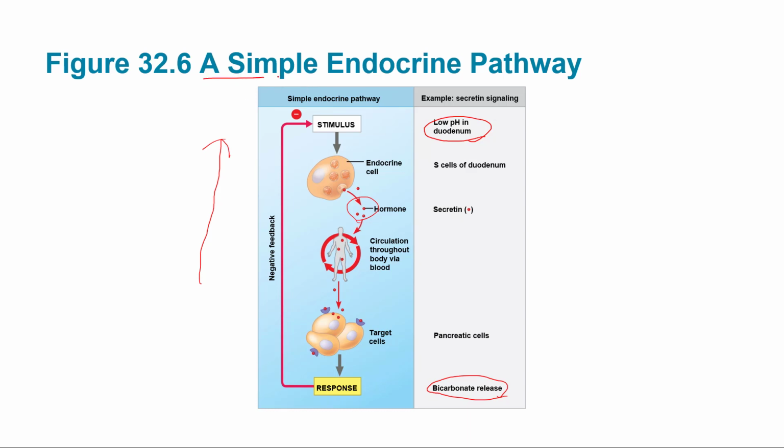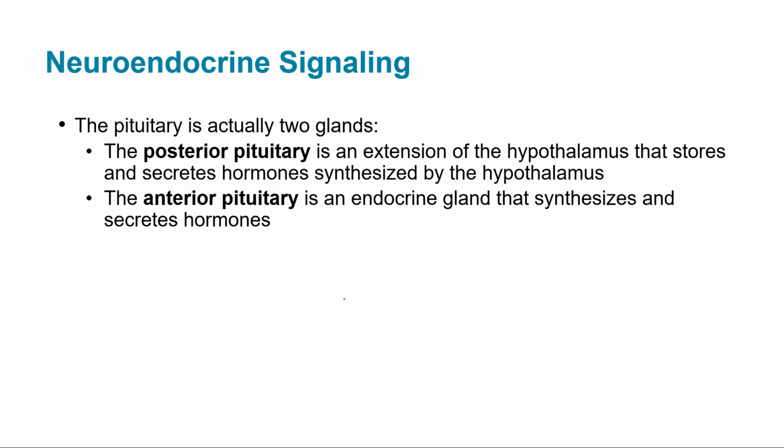So this is an example of a simple endocrine pathway. I want you to know what a simple pathway is. A simple pathway is when there's a stimulus, a release of hormone, and a response. So basically you have stimulus, hormone release, and response. That's a simple endocrine pathway. It's released, something happens. In this case, the pH goes the other way. We're done.